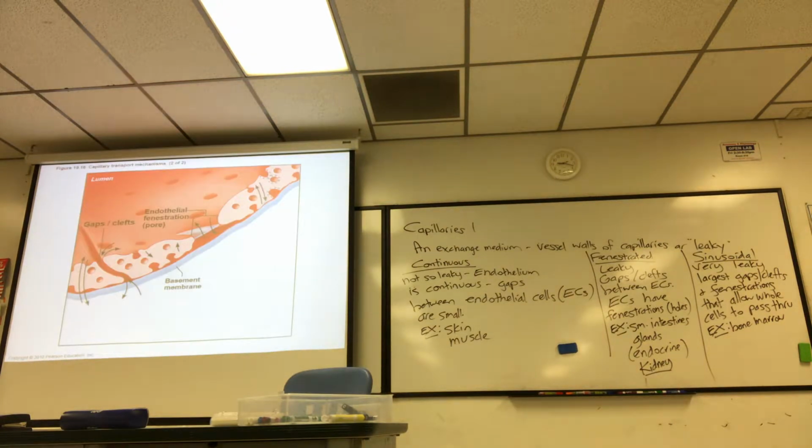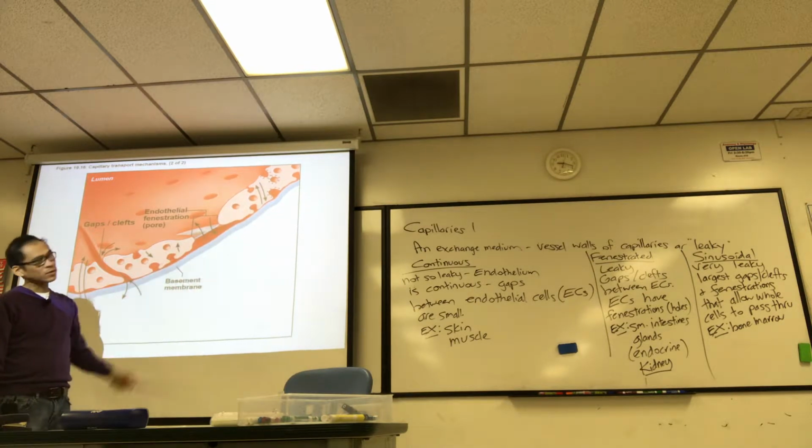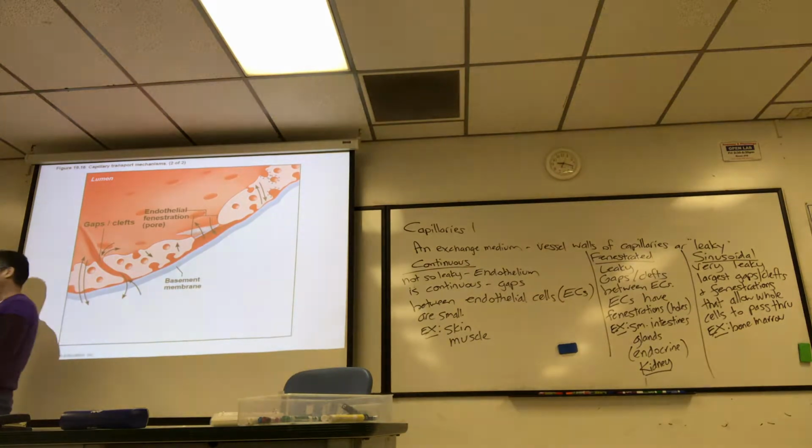But here's a close-up picture of the gaps or the clefts that I'm talking about. A gap between cells allows things to pass through, or a hole, or a fenestration. A fenestration is a pore to allow things to pass through. Okay. And they even show an endo-exocytosis process happening. That's also another possibility of the cell.